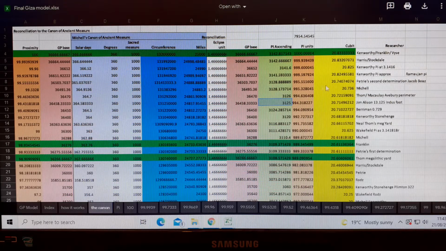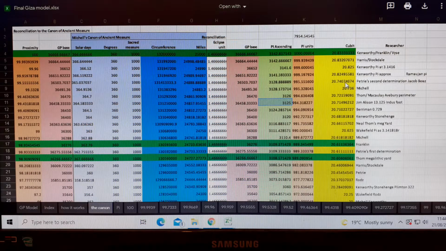So this one is Michel, 20.736 is the cubit. Jim's cubit is 20.7149612. But if we use Michel's, we find that pi is this number, 3128. And then this one here is someone that has been helping Jim in his understanding of his findings. And it's a guy called Jacob Boas, who also publishes work on the Graham Hancock website.